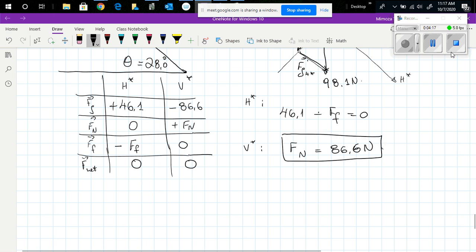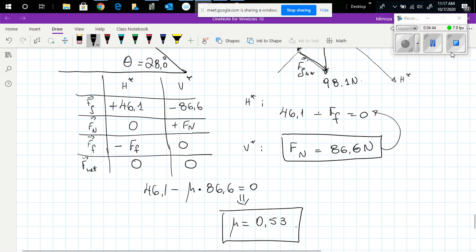Now take this information and replace it in the first equation. So 46.1 minus mu times 86.6 equals 0. From here, the coefficient of friction will be 46.1 divided by 86.6, and it is 0.53. And there are no units on it.